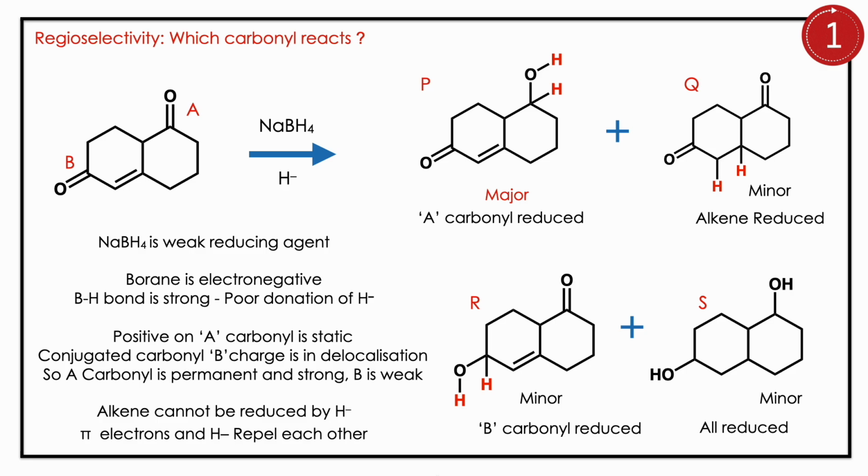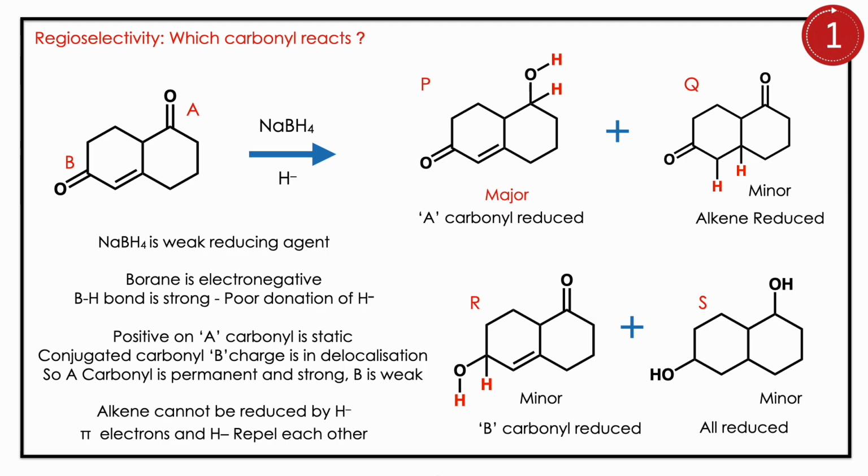Here you have two ketones. You are using sodium borohydride. Sodium borohydride is a weak reducing agent which reduces the carbonyl. The regioselectivity is A or B. The possibilities are P, Q, R, S. P is the major product. Why? Because the P carbon has higher electron density.